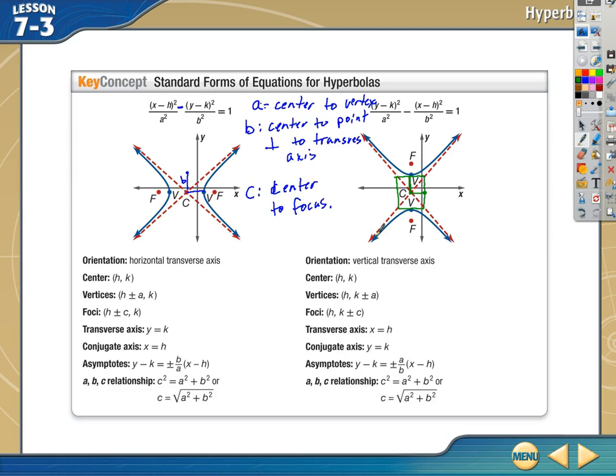All right, so let's build this out and see where we can go. Okay, and again, transverse axis on this one is up and down. Conjugate axis is left and right. Okay, so you may want to write this down, that the transverse axis is vertex to vertex. Let's go on and see how we can build one of these.